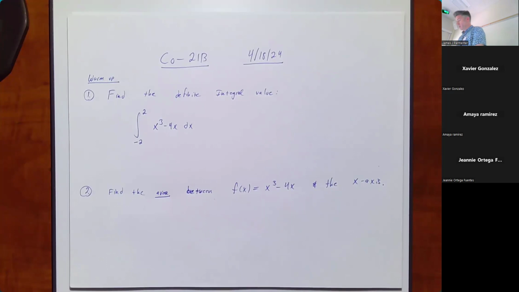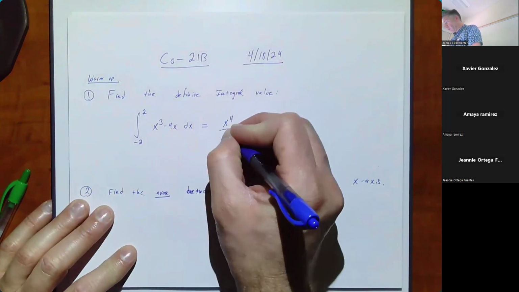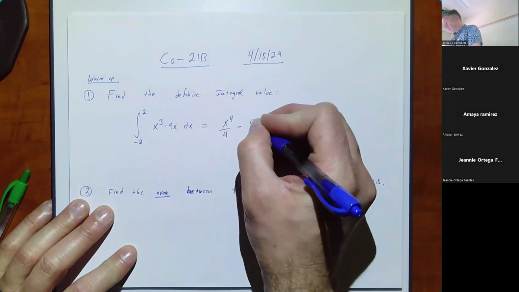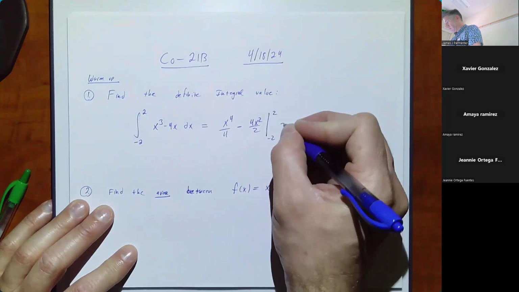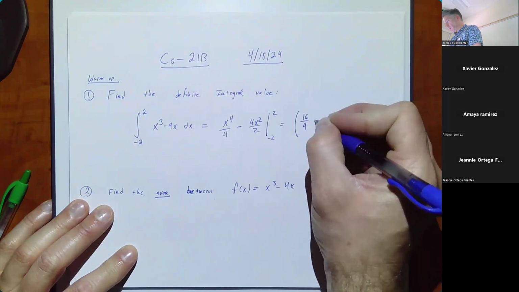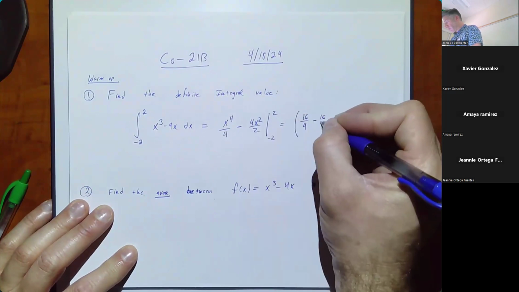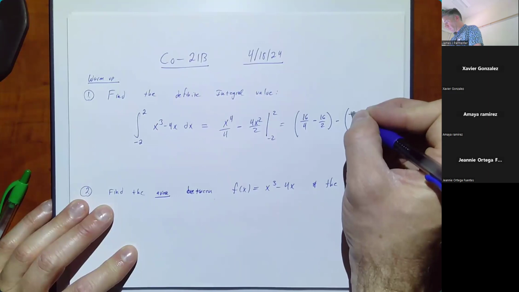Well, let's actually show it. We do this the long way. We're going to integrate and get x to the 4th over 4 minus 4x squared over 2, from -2 to 2. We're going to get 2 to the 4th over 4 minus 4 times 4 over 2, minus -2 to the 4th, which is also 16.